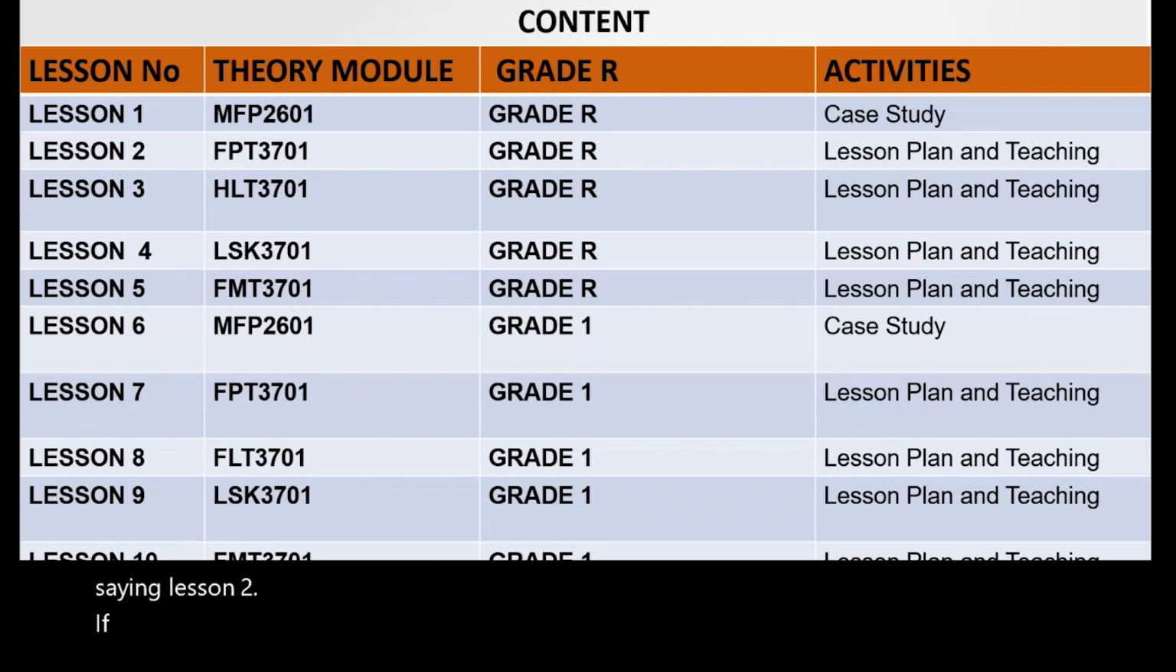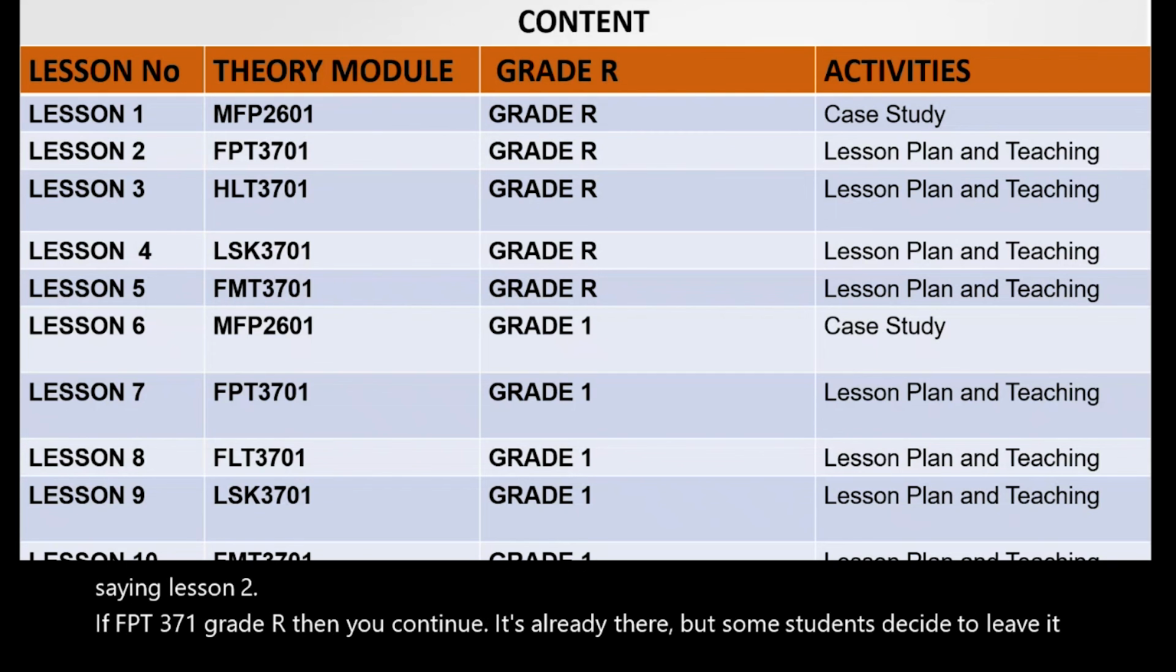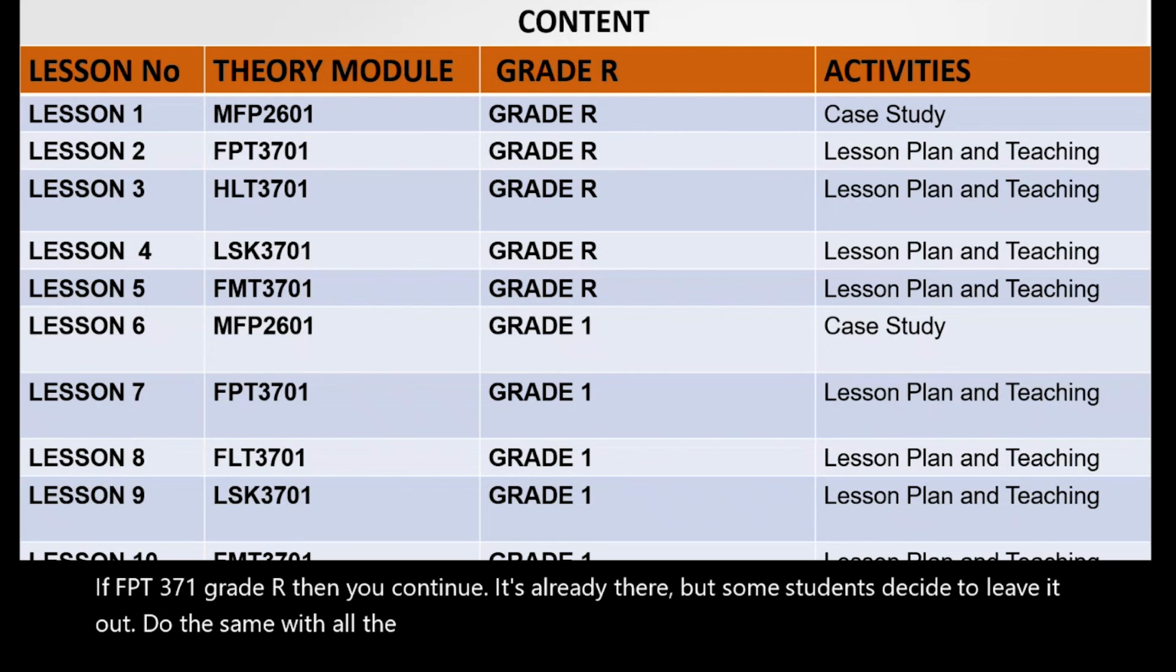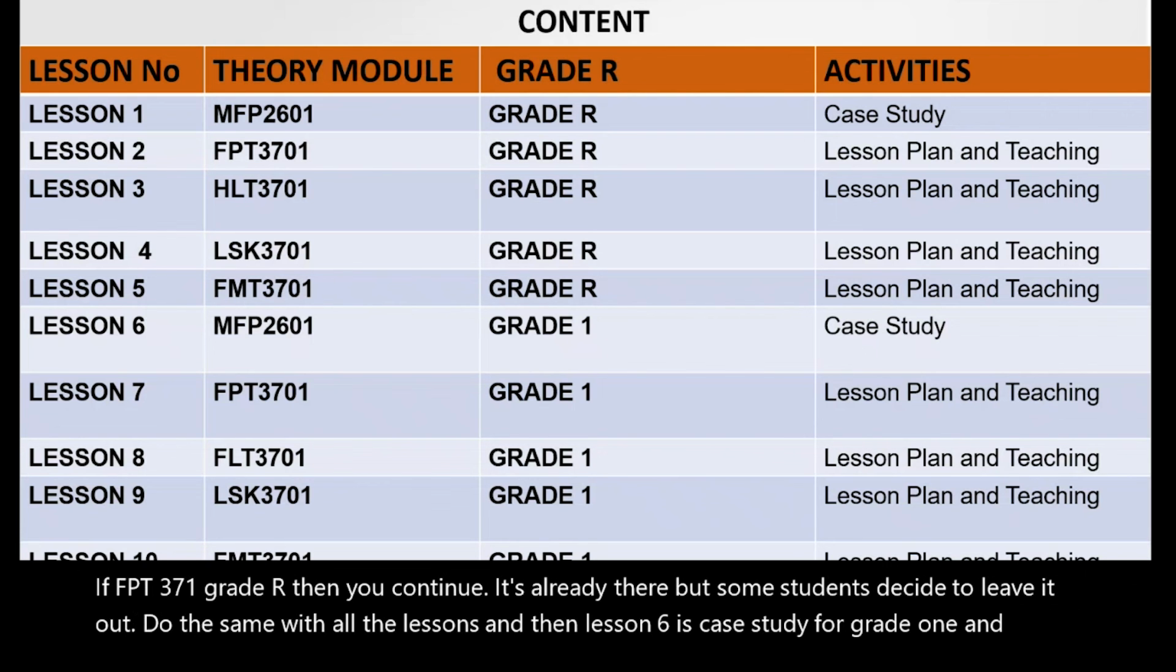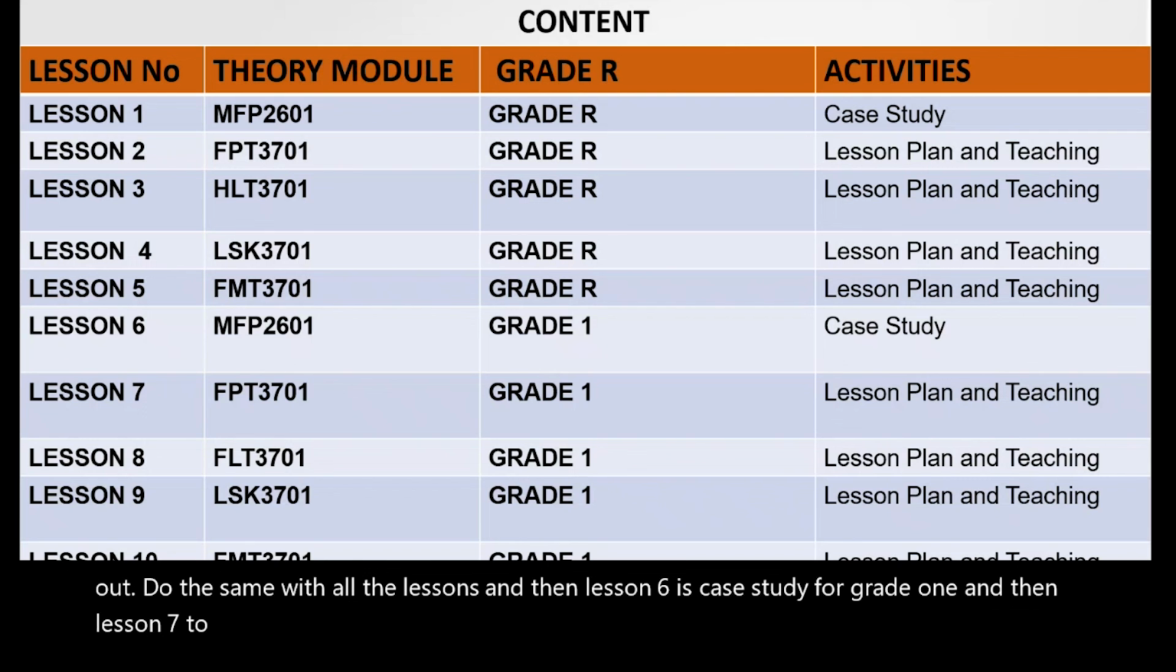Say lesson 2, FPT 3701, grade R. Then you continue. It's already there, but some students decide to leave it out. Do the same with all the lessons. And then lesson 6 is the case study for grade 1. And then lessons 7 to 10 are full lessons.